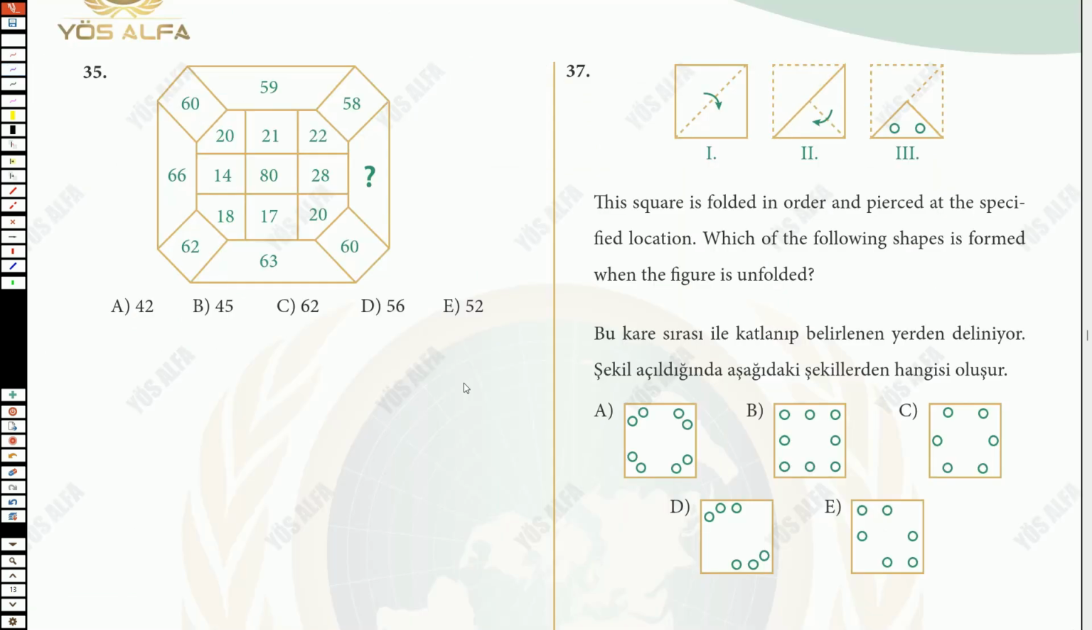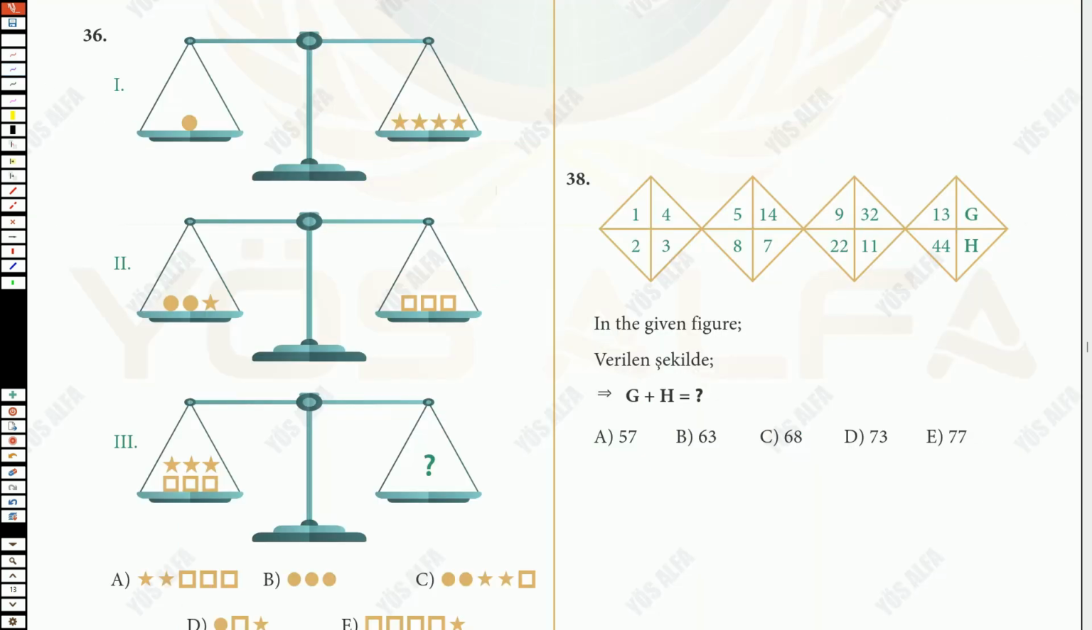Number 35. It's a number figure relation problem. So the relation is like this. 80 minus 21 is 59. 80 minus 22 is 58. So 80 minus 14 is 66. 80 minus 20 is 60. So 80 minus 28 is our answer. It's 52.